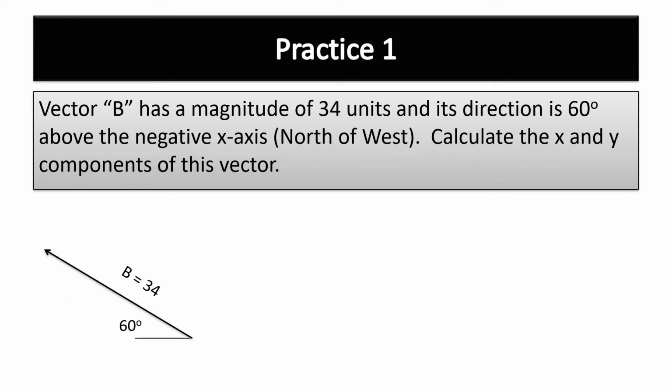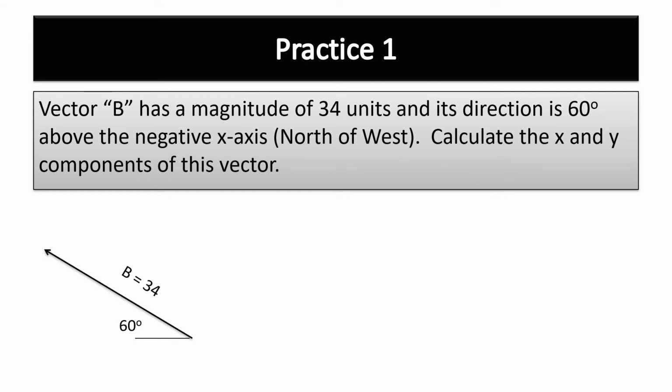Let's do a practice. Why don't you try this one out? You can pause the video, read the question. It says vector B has a magnitude of 34 units and its direction is 60 degrees above the negative x-axis. So the negative x-axis points to the left, right? If we're going to draw our x and y axis, this is y, this is x, this is negative x, this is negative y. So that's just the term, 60 degrees above the negative x-axis. Calculate the x and y components of the vector. So pause the video and do the work, and then I'll show you the answer.